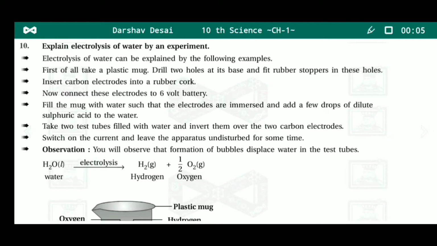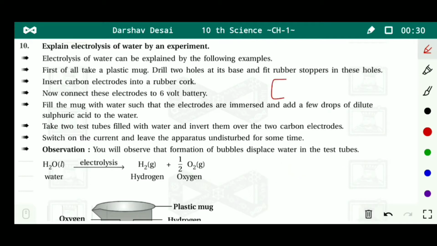Today we are going to discuss one more reaction, that is electrolysis reactions. It is a very important reaction, and the question is, explain electrolysis of water by experiment. Now, what is the meaning of electrolysis?